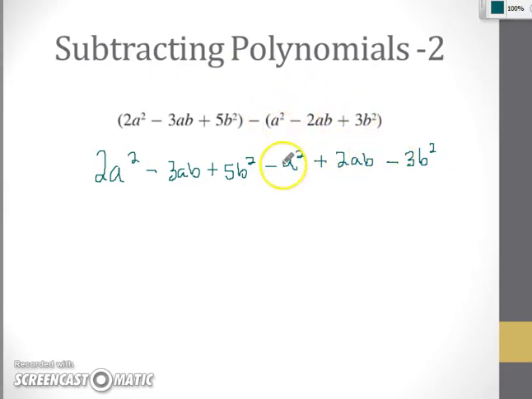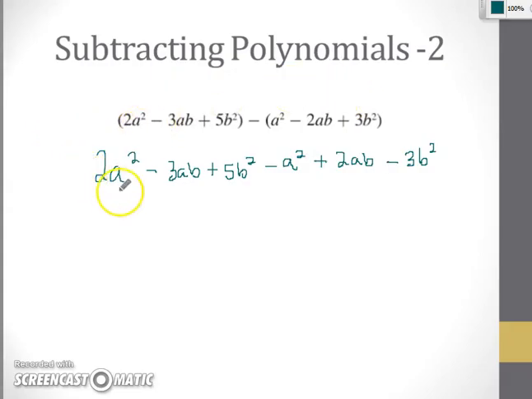A squared was positive, now it's subtracted. It was minus 2ab, now it's plus 2ab. And it was plus 3b squared, now it's minus 3b squared. So when you're subtracting, it's like changing the sign of each of those terms, or multiplying through that negative.